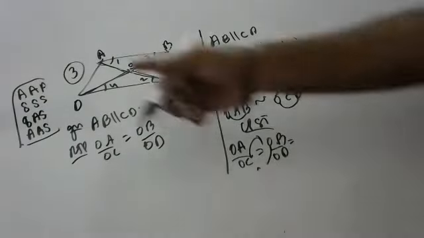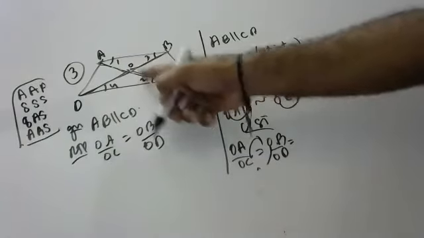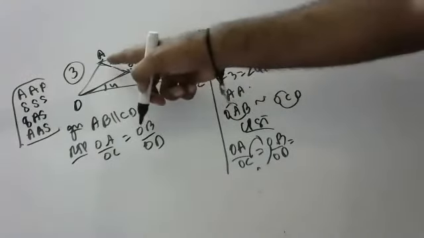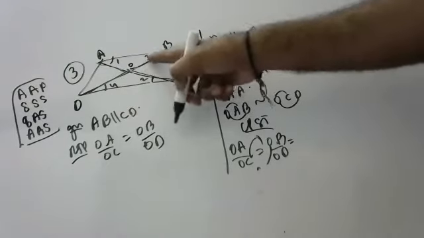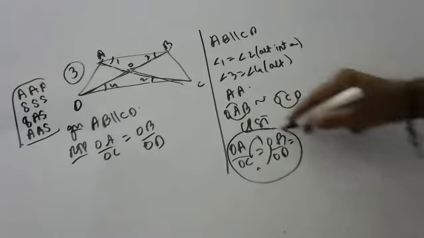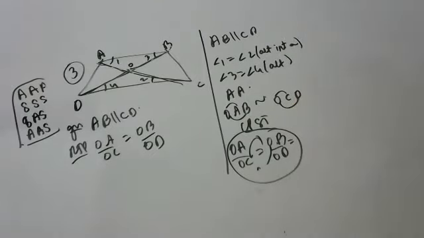So be careful, children. This by this only we should take. You can't take this by this, because this angle and this angle are equal. Don't take this by this, children. You have to take this by this, and this by this. You should be careful when taking CPST, corresponding parts of similar triangles. By practice, you will understand, children.